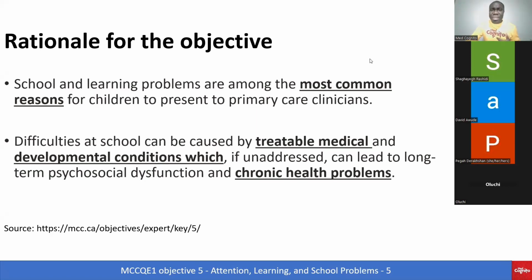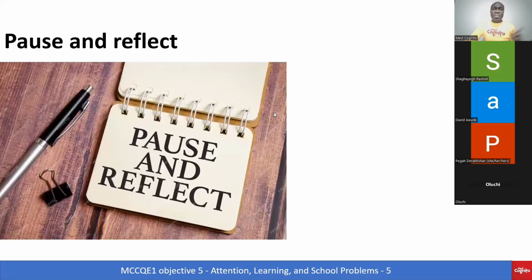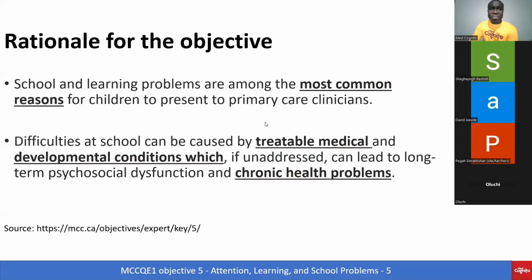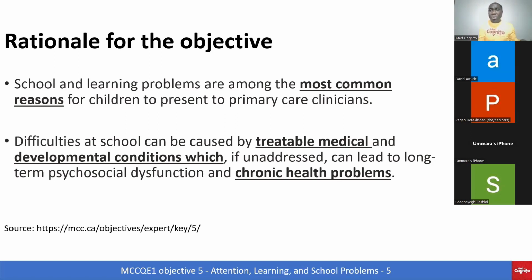And you realize that if you focus on what the Medical Council of Canada says, you want to pause and reflect on something. So I have a question. What are some treatable medical conditions that can lead to children having issues with attention, learning, and school performance? And what are some developmental conditions which cause these problems? Can somebody help me? Or maybe you can type it in the comment section. I'm checking on the Facebook guys as well.